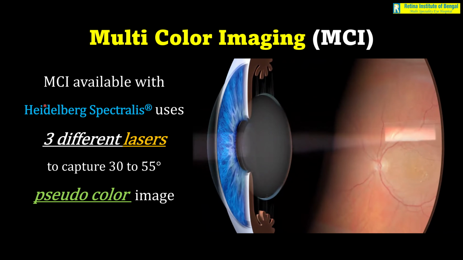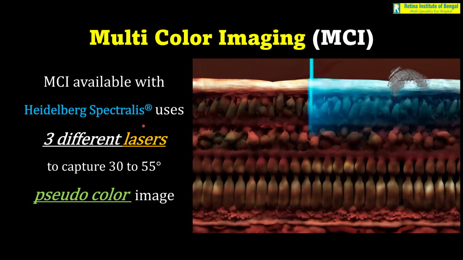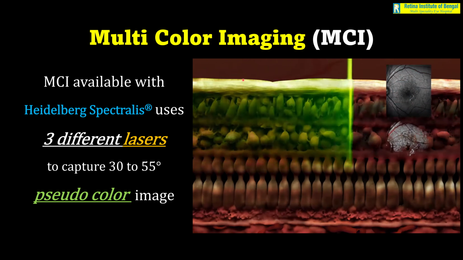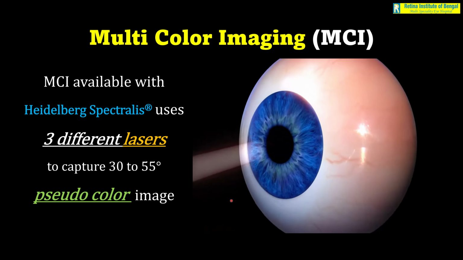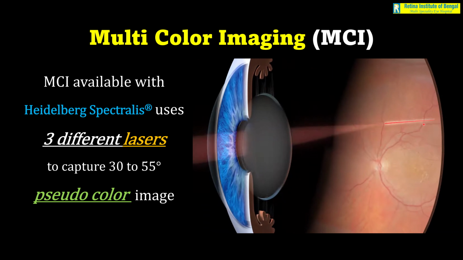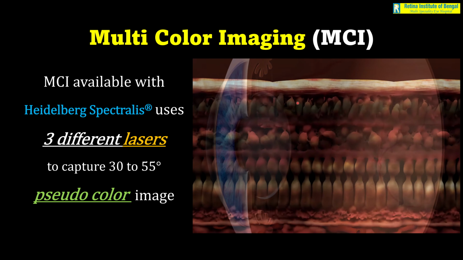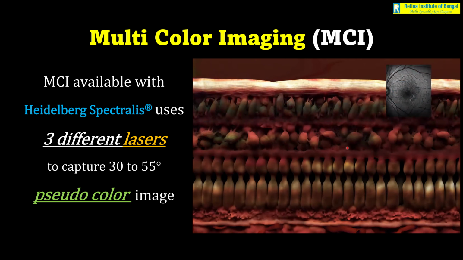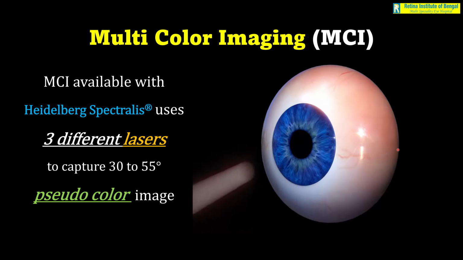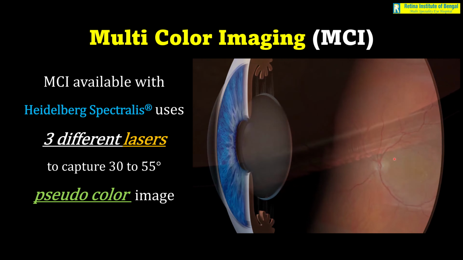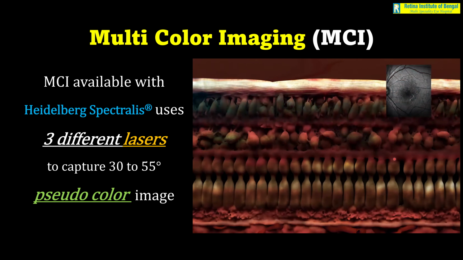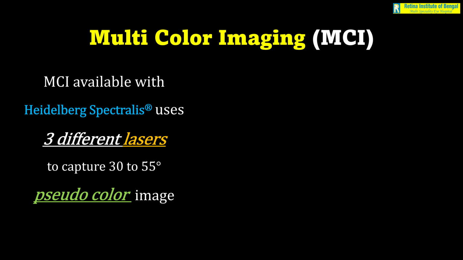This particular diagnostic tool comes exclusively with the Heidelberg Spectralis machine, and here three different lasers, the blue, green and infrared lasers, are used to scan the entire retina line by line. Individually, these three lasers scan up to a different level of the retina, and then these three different reflectance images, caused by the reflection of the lasers, are combined by the computer inside the Spectralis to create a pseudo color image, which we call the multicolor image.